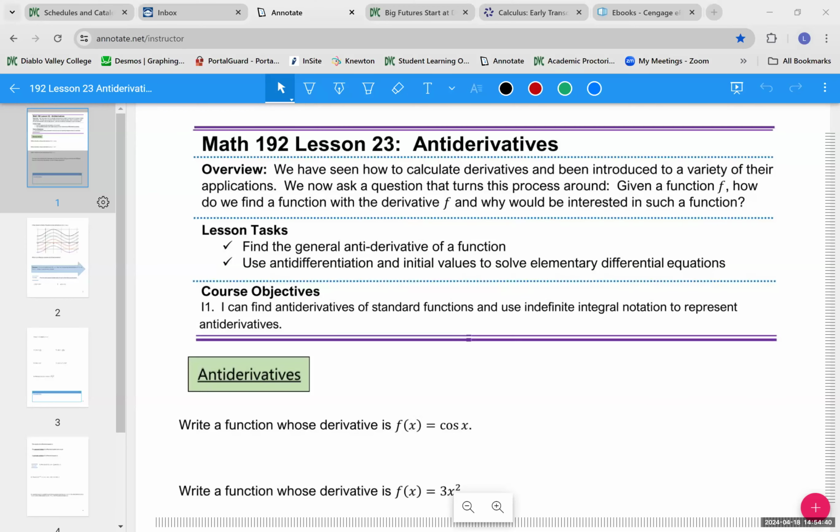All right, so we're going to take a look at lesson 23, which is about antiderivatives. So far we have spent a lot of time on derivatives. We've looked at how to take them, and we've looked at their applications. So now we're going to ask a question that kind of turns the process around, which is, if we're given a function f, how do we find a function whose derivative is that function f? So it's the first of several lessons, all of the rest of this class actually, which will be focused on this process.